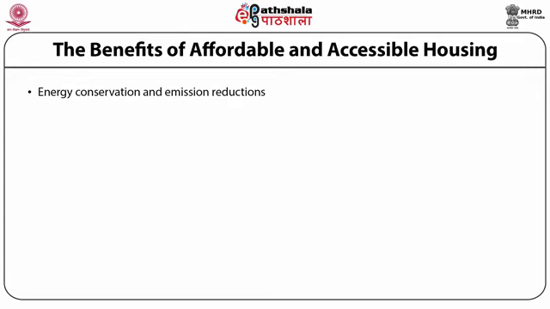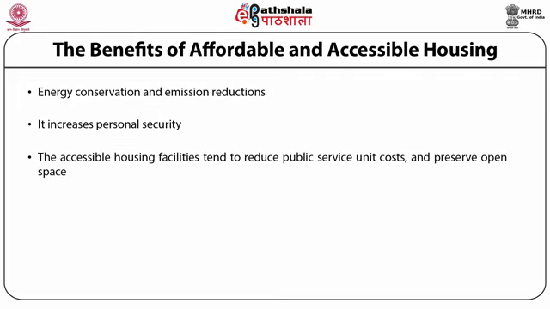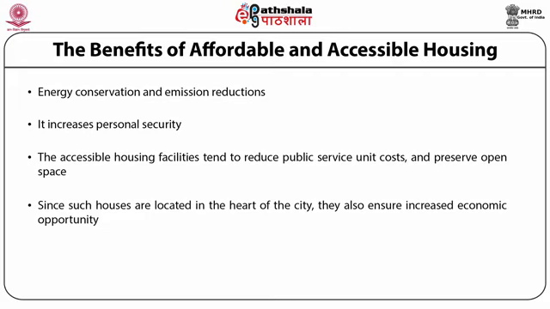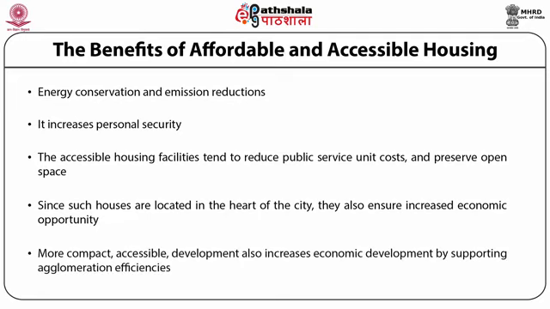In such neighborhoods, people tend to consume less fuel and emit less pollution than residents of automobile-dependent locations. It also increases personal security. Increasing pedestrian traffic and public surveillance tends to increase personal security in urban neighborhoods. The accessible housing facilities tend to reduce public service unit costs and preserve open space. Since such houses are located in the heart of the city, they also ensure increased economic opportunity. More compact, accessible development also increases economic development by supporting agglomeration efficiencies.